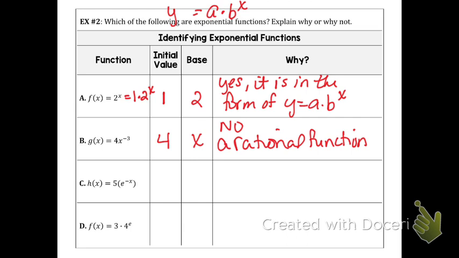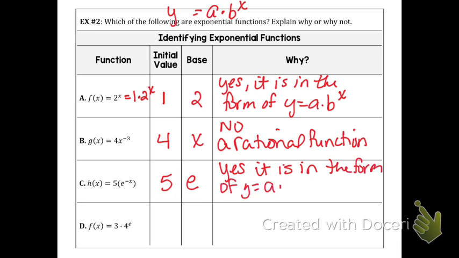All right, C. My initial value is 5. My base is e. Is this exponential? Yes. X is in the exponent, so we know it's going to be exponential. It's in the form of y equals a times b to the x. That negative is just a reflection across the y-axis. It's just a transformation, a reflection.